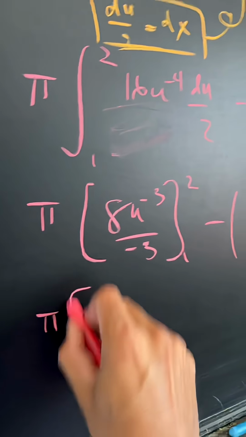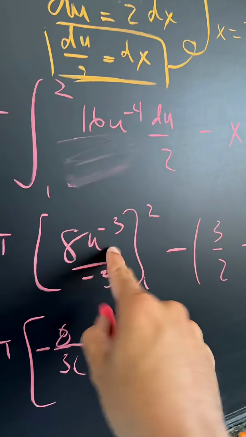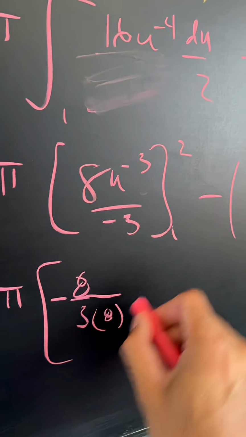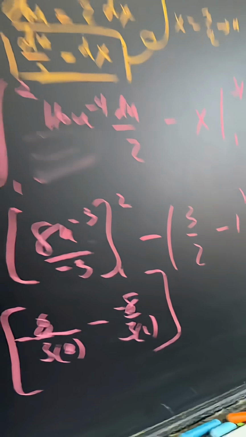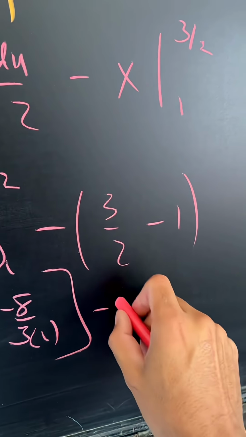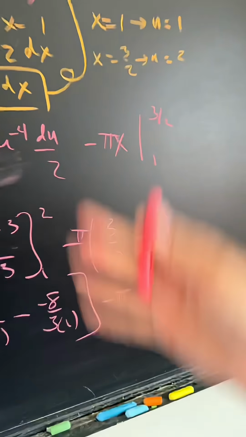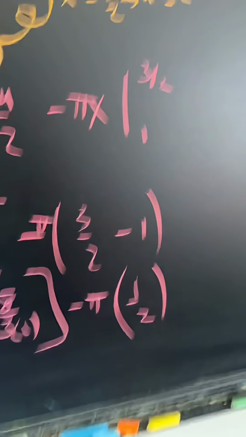Now we have pi. This is going to be negative 8 thirds, and then on the bottom, because this has a negative power, this is going to become 2 to the power of 3. In other words, just 8 minus negative 8 thirds, and then we're going to have a 1 on the bottom here. I just brought this downward over on this side. So I have minus, and then this should also have a pi. I guess I should have distributed the pi to both of these things. I'm sure someone was yelling at me about that. Okay, 3 halves minus 1 is just going to be 1 half, so we're going to leave it like that.